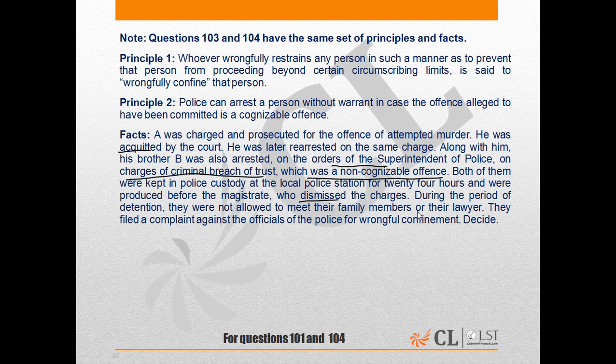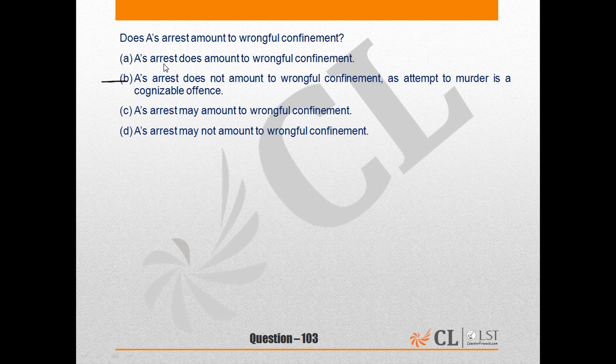Now, wrongful confinement, the principle says, whoever wrongfully restrains any person in such a manner as to prevent that person from proceeding beyond certain circumscribing limits is said to wrongfully confine that person. As we can see, both of them were arrested and put in police custody. They were under certain circumscribing limits, so therefore there is wrongful confinement.